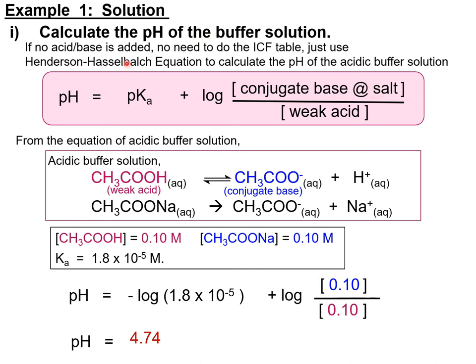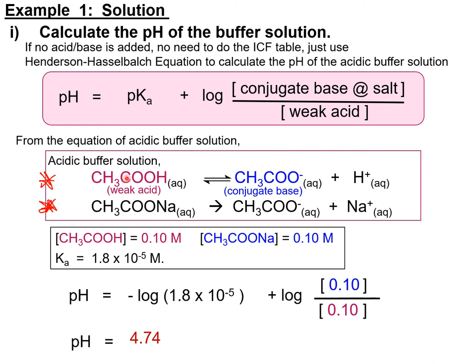Okay, kalau let's say tak ada dalam soalan yang pertama ni small amount of acid ataupun base is added to the buffer solution, so you don't have to use the ICF table. So, you can find the pH of the buffer solution straightly by referring to the Henderson-Hasselbalch equation untuk acidic buffer solution, di mana pH is equals to pKa plus log concentration of the conjugate base ataupun salt bahagikan dengan concentration of weak acid. That's why it is very important untuk you hafal the two equations yang terlibat di dalam acidic buffer solution. Okay.